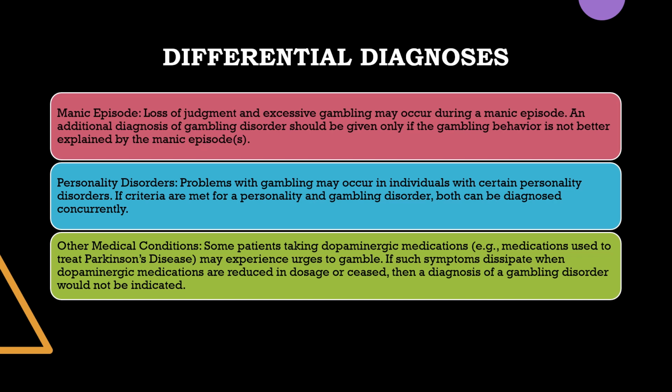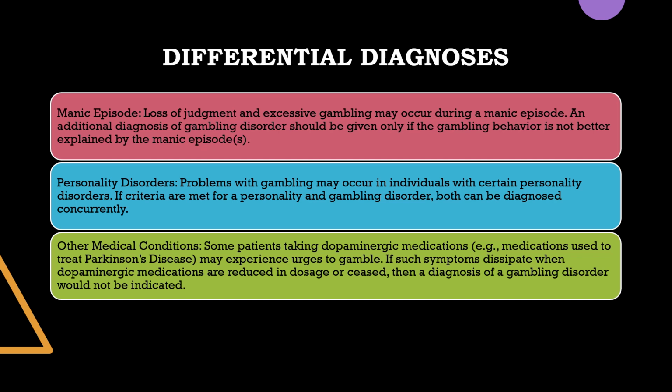And next is personality disorders. So problems with gambling can occur in individuals with certain personality disorders. And so if the criteria are met for both a personality disorder and a gambling disorder, both can be diagnosed concurrently. So someone can have a personality disorder, and if the gambling piece of that isn't better explained by the personality disorder alone, then you could diagnose them both concurrently.